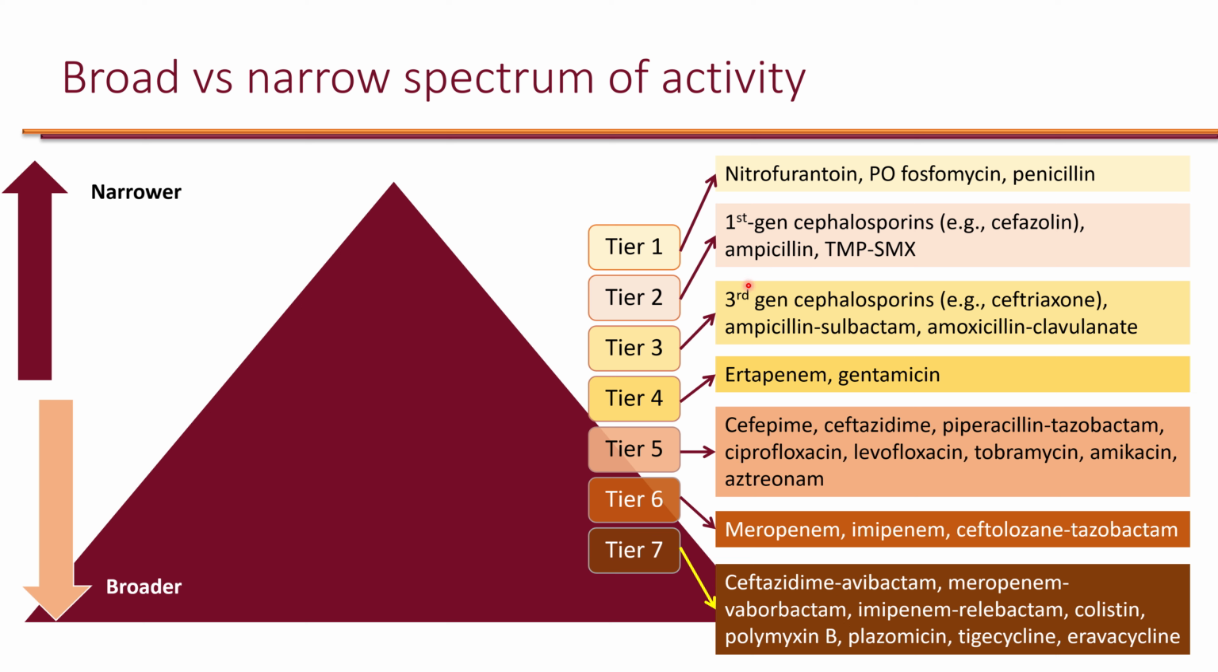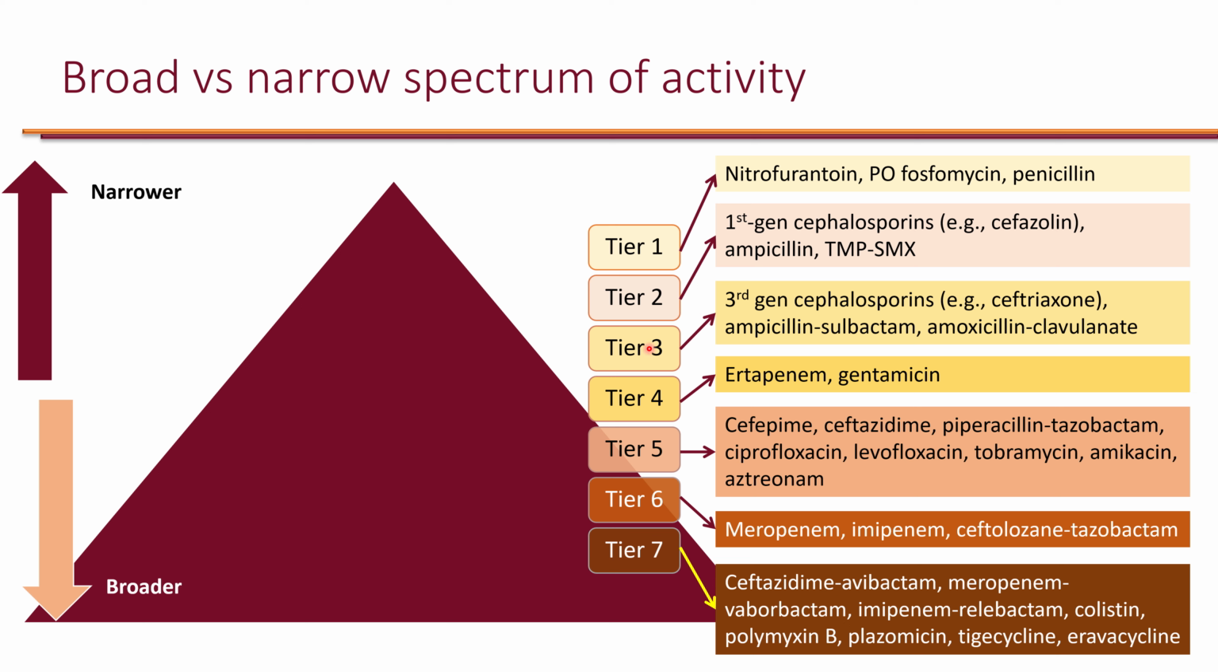Now, I'm not going to be able to fit everything in there. So for example, I'm skipping second generation cephalosporins, so you can think of second generation as between tier 2 and tier 3. And tier 3 includes third generation cephalosporins such as ceftriaxone, as well as ampicillin sulbactam and amoxicillin clavulanate. Now, these agents up to tier 3 do not have activity against ESBL producing agents.